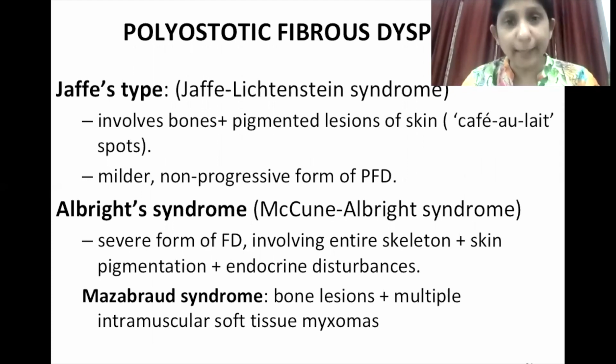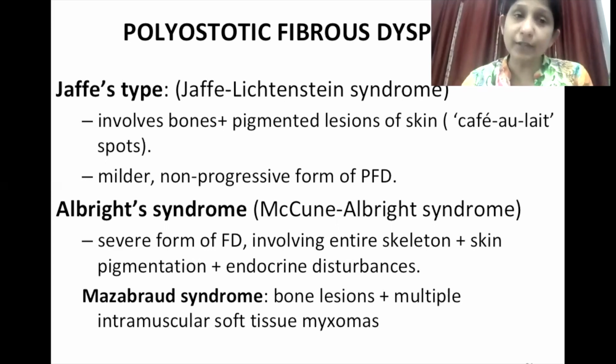So there are 2 types of polyostotic fibrous dysplasia. One is the Jaffe-Lichtenstein type, and the other one is McCune-Albright's type. Both of them are similar, but the Jaffe type contains cafe au lait spots, which is a kind of skin pigmentation. Now, as I told you, this lesion affects the osteoblasts, melanocytes, and the endocrine system.